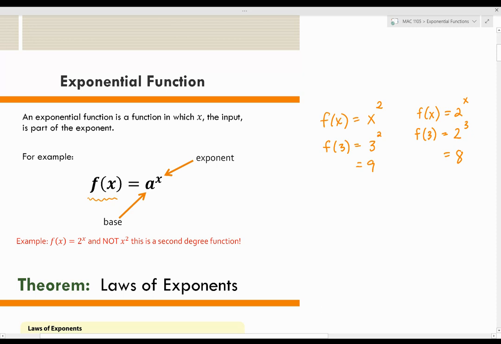So the functions we're going to be looking at in this section are when our variable is in our exponent, and that is an exponential function. So be careful about distinguishing between the two.